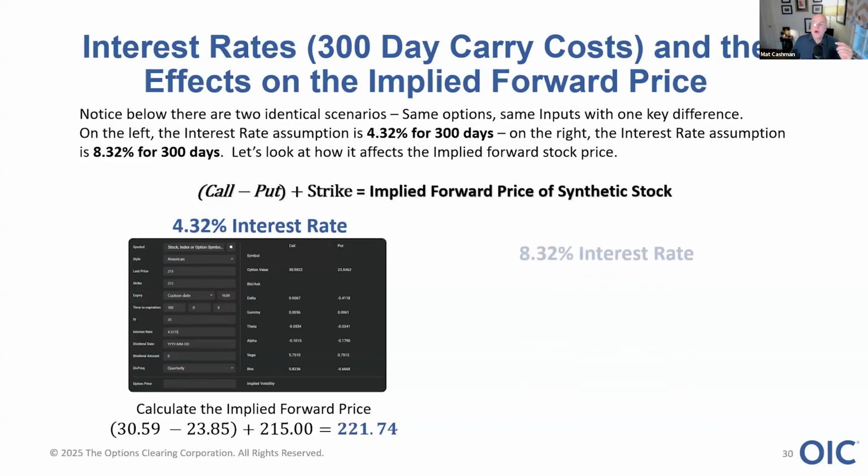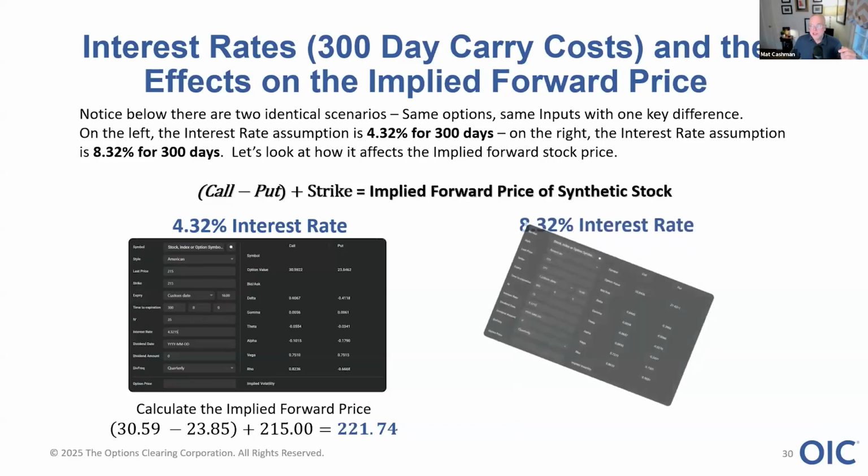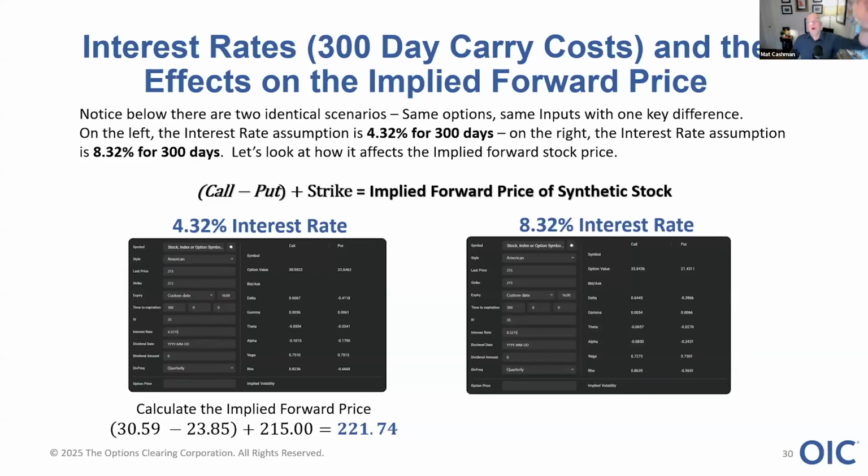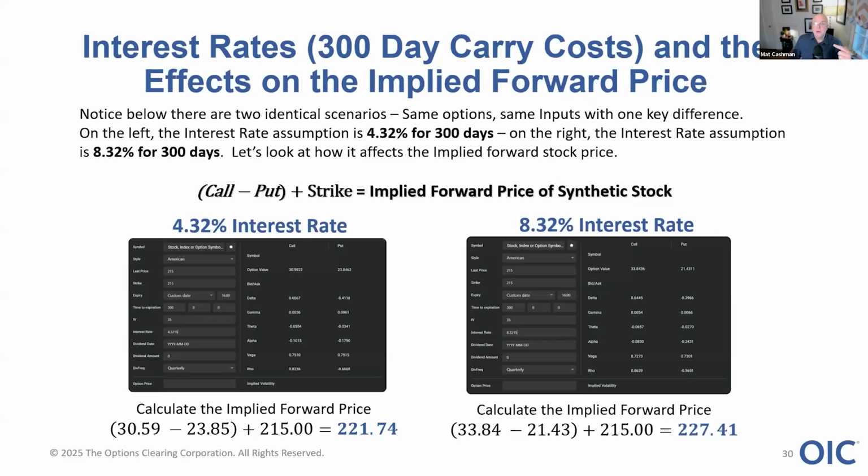Same thing is going to be true when you do it with 8.32%, except even more because the interest rate is higher and the 300 days. So calculating the forward price here, remember, we're talking about 215 and the forward price is 227.41. That's a lot of difference. That's a big spread between them.